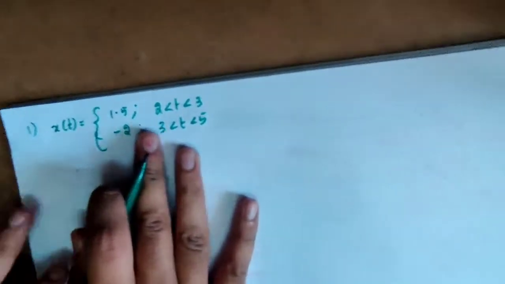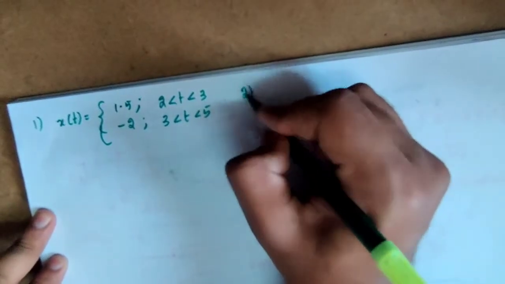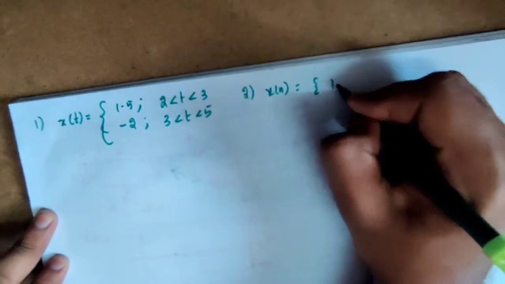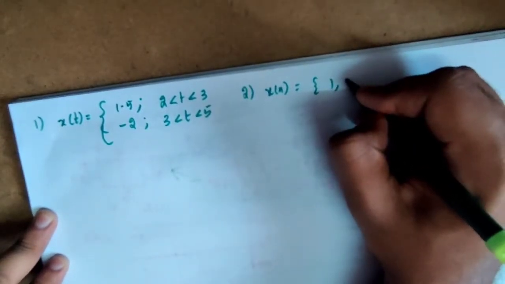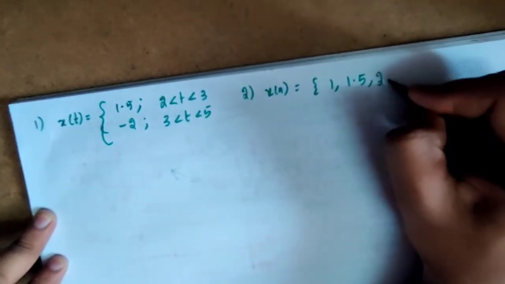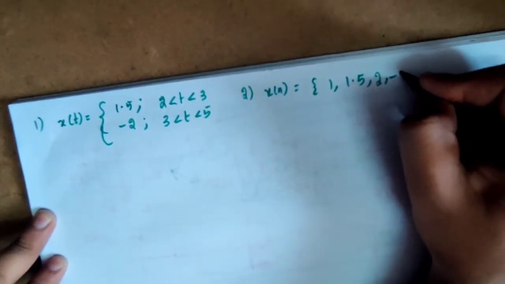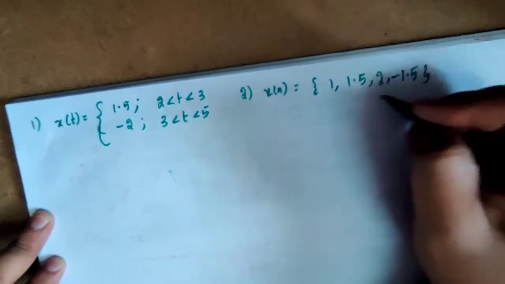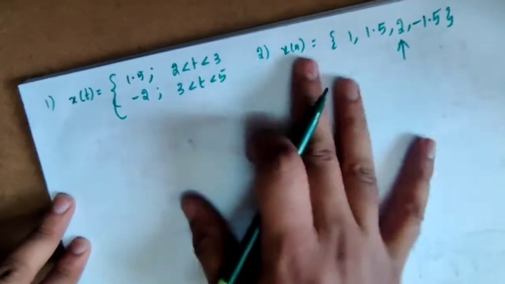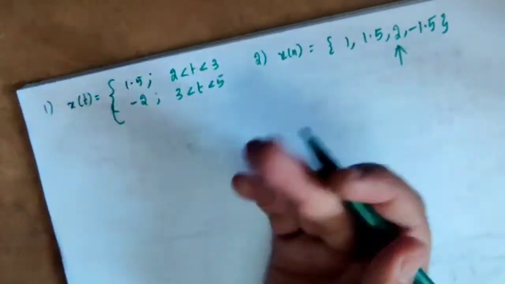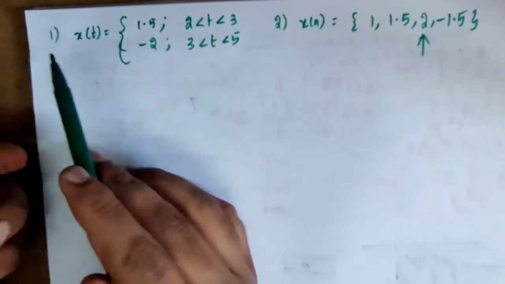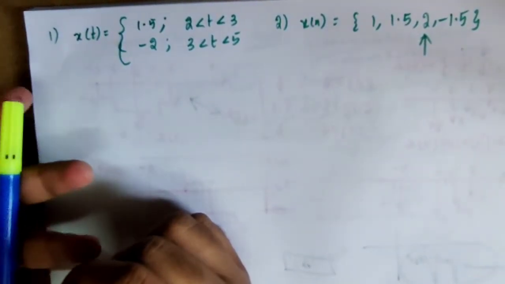Draw this continuous signal. Then I am giving one sequence. X of n is equal to 1, 1.5 to minus 1.5, and this is the origin. You have to draw this sequence as well. This is a discrete time signal and this is a continuous signal. Mark it as your homework and do it on your own, and this will become a practice for you.